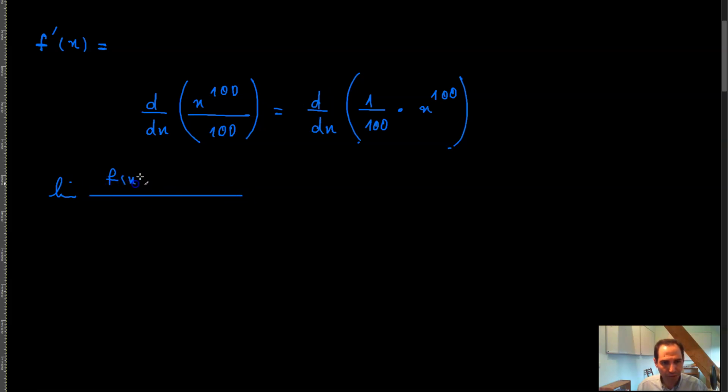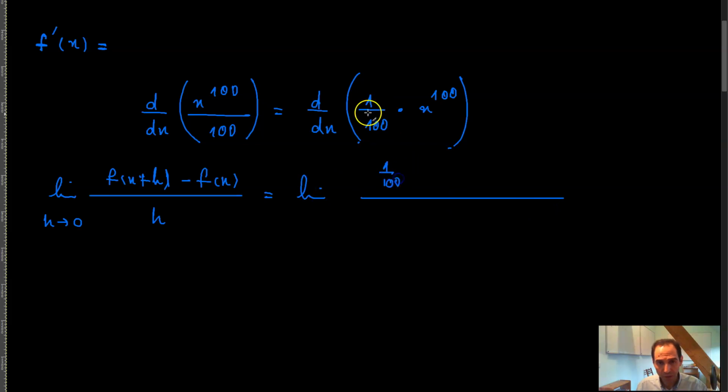I would write this as the limit of f of x plus h minus f of x divided by h as h tends to 0. And then that would be equal to the limit of f of x plus h, which would be 1 divided by 100 times x plus h raised to the power 100, and then minus f of x, so minus 1 divided by 100 times x raised to the power 100, and that divided by h, as h tends to 0, right?